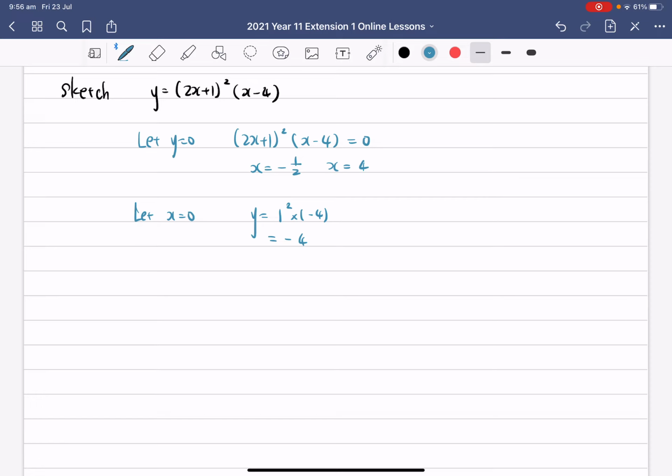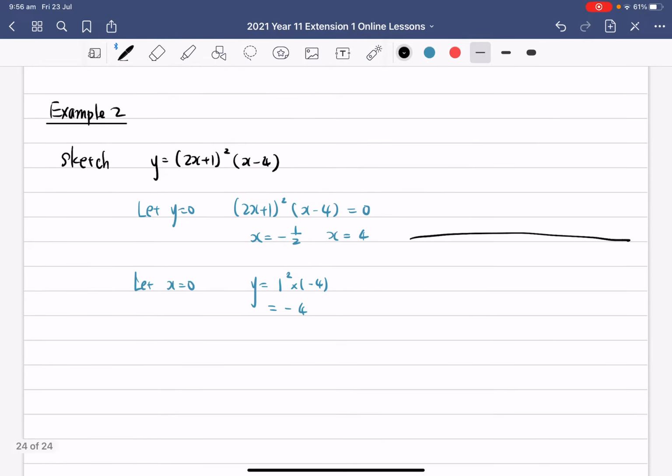Next, the leading coefficient is positive here, so the graph starts from the top right. I'm going to start to draw the graph. 1, 2, 3, 4. First, there's a point here, a point that's negative half. That's -1, so negative half is roughly here. Next, we also have a y-intercept. 1, 2, 3, 4. That's -4.